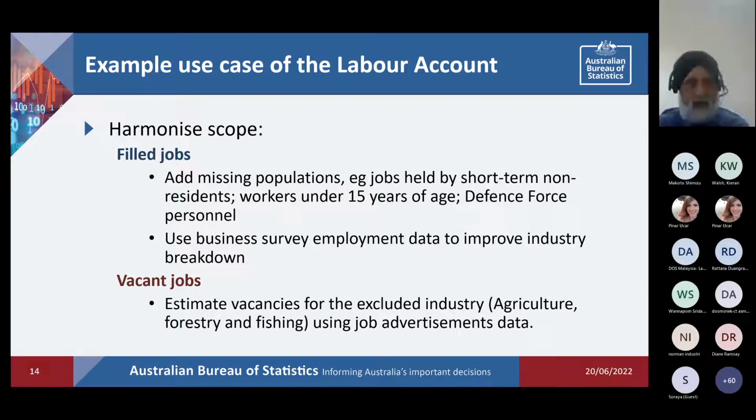We know that the Labour Force Survey provides the best measure of total filled jobs at the Australia level. But again, this needs to be adjusted to account for jobs missing from the scope, for example, jobs held by short-term non-residents or permanent Defence Force personnel. We also use information from business surveys to improve the breakdown of filled jobs to industry level estimates. So again, we're just building up the narrative, building up the picture within the jobs quadrant to the identity equations that were previously articulated.